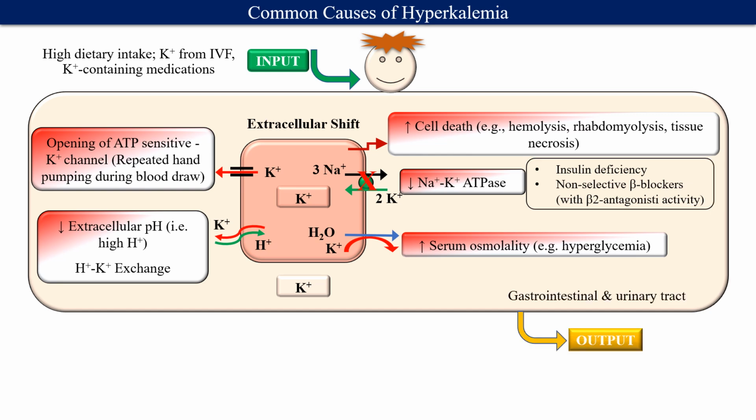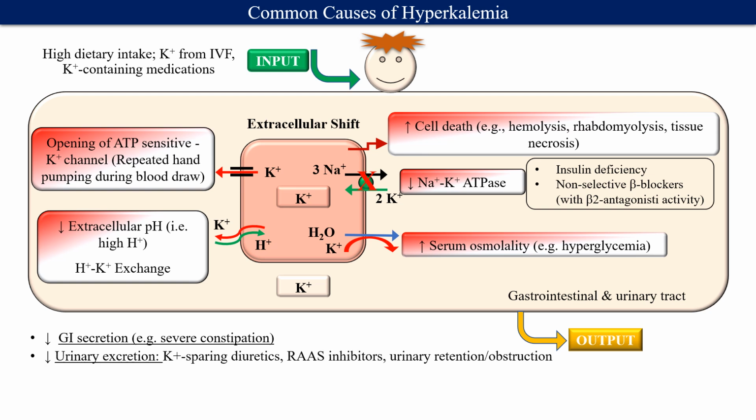In terms of output, there can be reduced intestinal excretion associated with severe constipation, or reduced urinary potassium secretion due to the use of potassium-sparing diuretics, renin-angiotensin-aldosterone inhibitors, or urinary retention or obstruction.